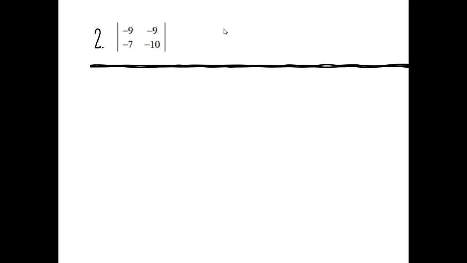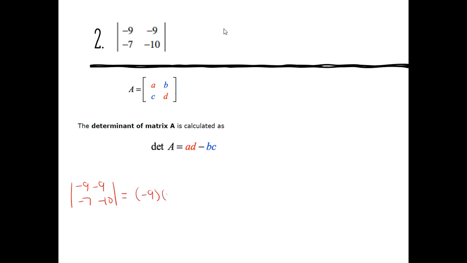Number two, again, find the determinant. Here's another example. So crisscross multiply. So -9 times -10 minus -9 times -7. That's 90 minus 63. Because again, right here we have two negatives. Negative times negative is positive 63. And then we have a negative in front of it. That's why we get that subtraction. So we get 27.